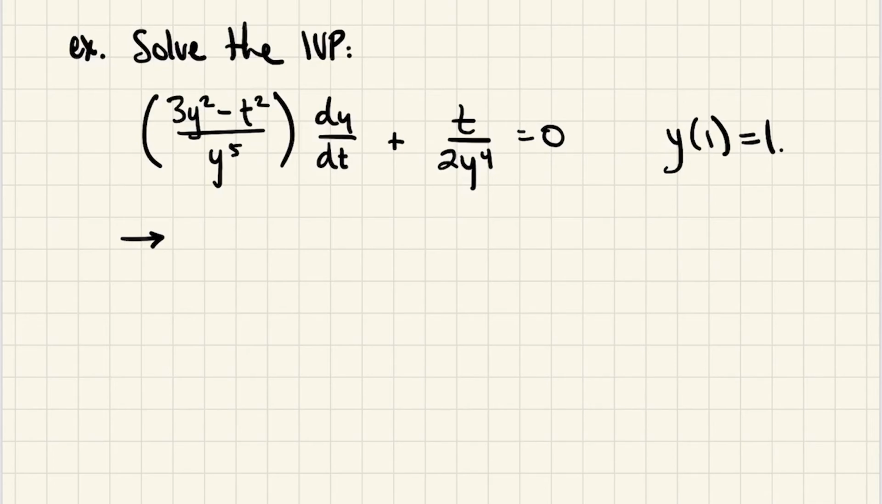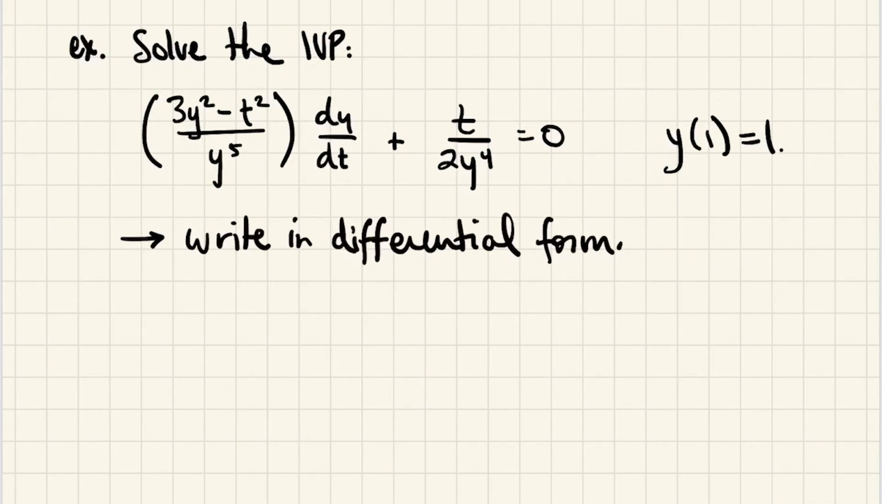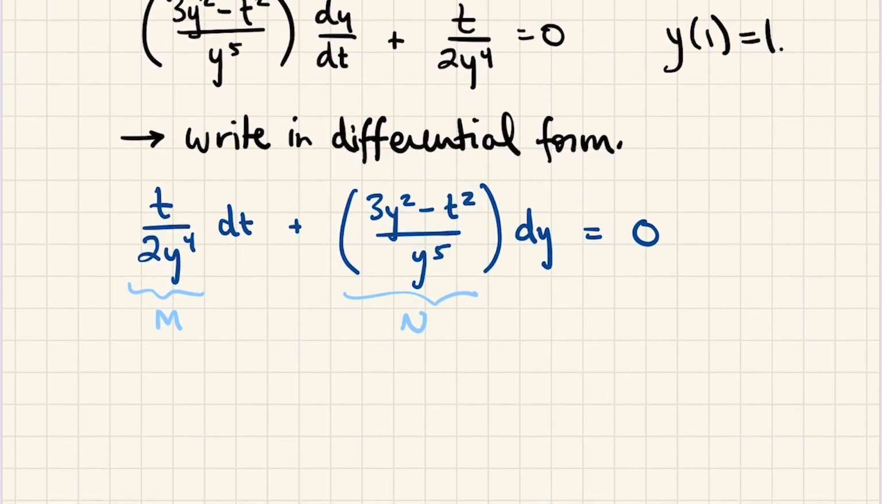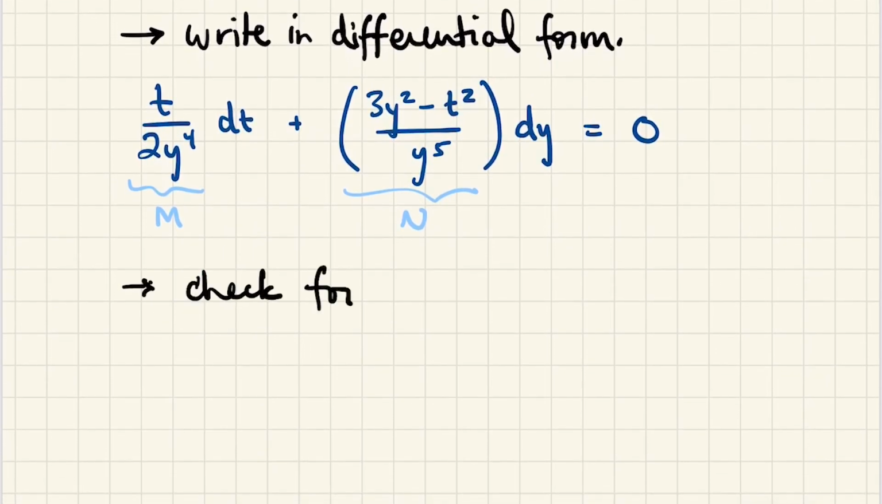First thing we should do is write this in differential form. And we'll multiply everything by dt. So we get t over 2y to the 4th dt plus all of this stuff dy equals 0. And notice the order of the terms I put here with the independent variable differential first and the dependent variable differential second, so that we don't mix up our m and our n. So there's m, there's n. Okay, well, we should probably check to see if this thing's exact. And we're going to do that by taking the partial of m with respect to y.